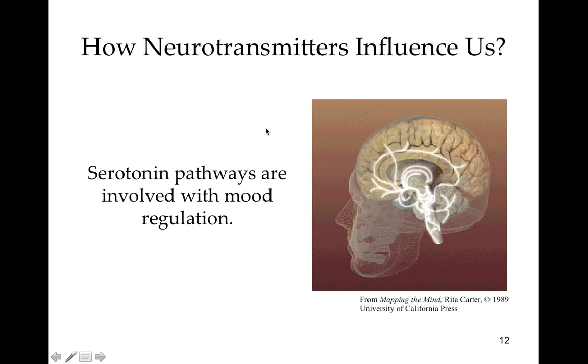So let's take a look at how neurotransmitters influence us. There are several neurotransmitters we're going to go over. The first of which is called serotonin. Serotonin is a neurotransmitter that is linked with mood regulation. A lot of you are familiar with serotonin, and it's linked to depression. I'm going to talk more about serotonin when we get to a later slide.